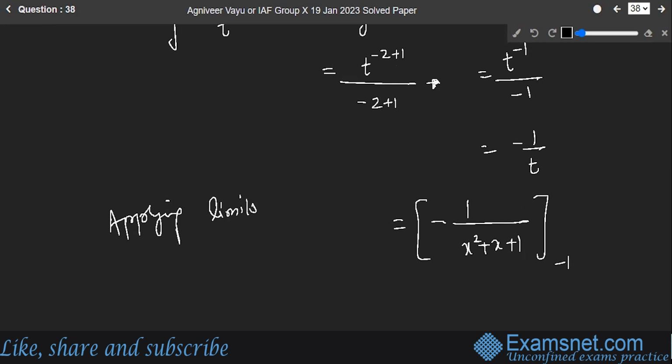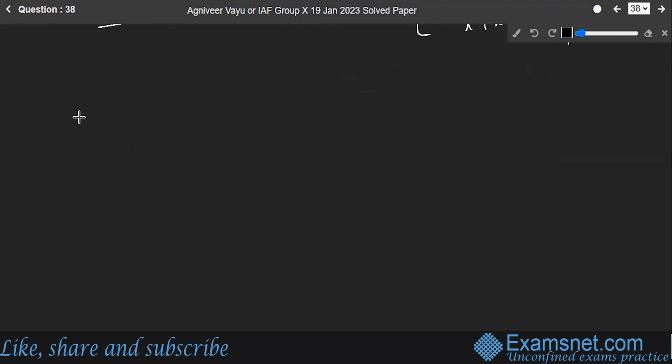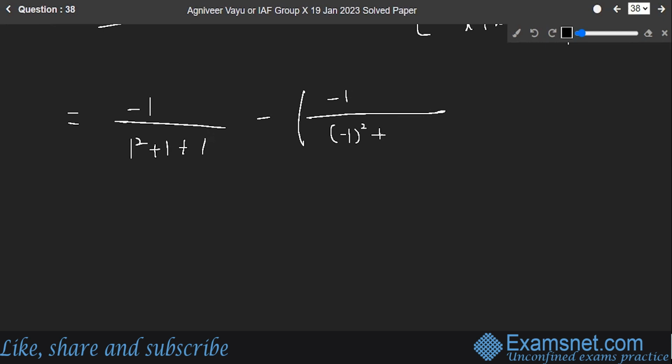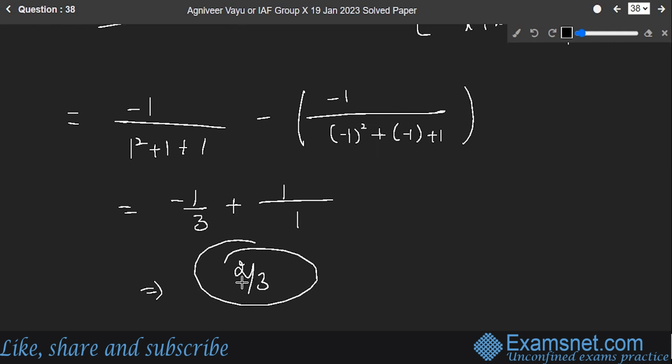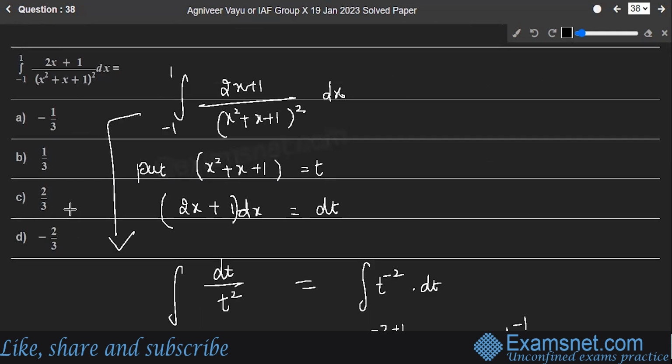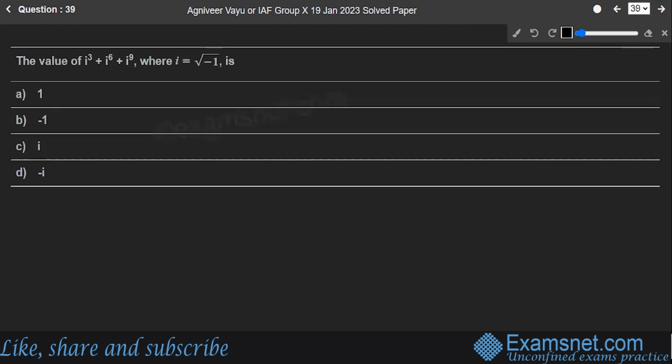Okay, we solved and finally we are applying the limits on x. So, -1 to 1. This will be equal to minus 1 upon (1 square plus 1 plus 1) minus of (minus 1 upon ((-1) square plus -1 plus 1)), which is equal to -1 upon 3 plus 1 upon (1 plus 0), so 1 upon 1. So this will be 1 minus 1 upon 3. The answer will be equal to 2 by 3. This is the answer to the question, option C. Hope you understood this.